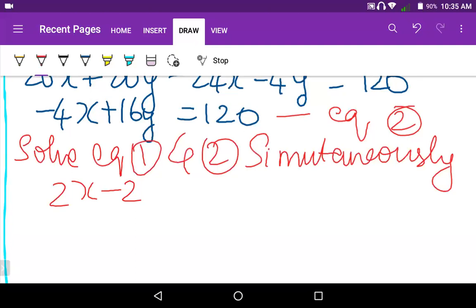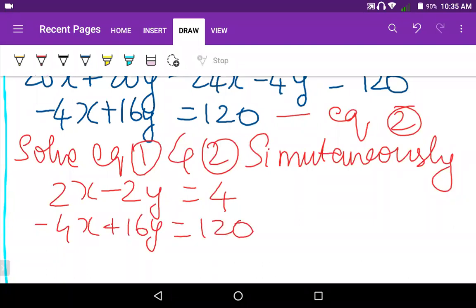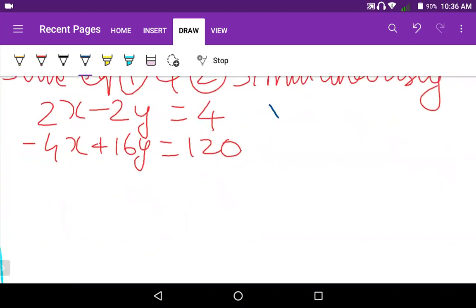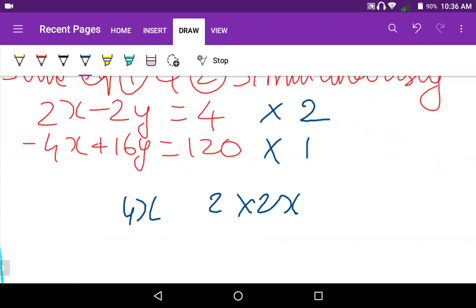2x minus 2y is equal to 4, minus 4x plus 16y is equal to 120. So I'm going to multiply 2 here and 1 here. You need not do 2 and 4, because if you see the first equation, you require 4x, right? So 2 into 2x, you will get 4x. But if you see the next equation, there is already minus 4x where you can cancel it. So the second equation, just multiply it with 1. That is enough. You need not always cross multiply the numbers.